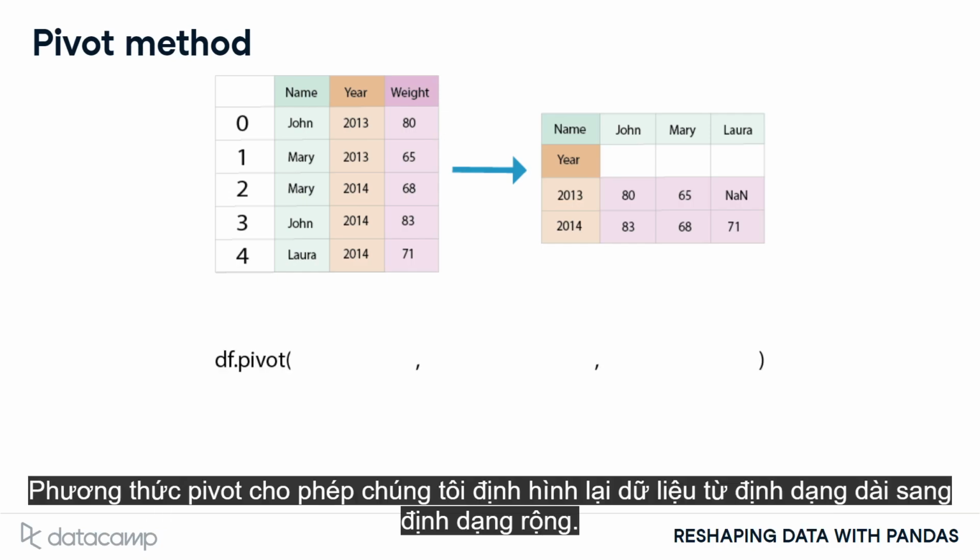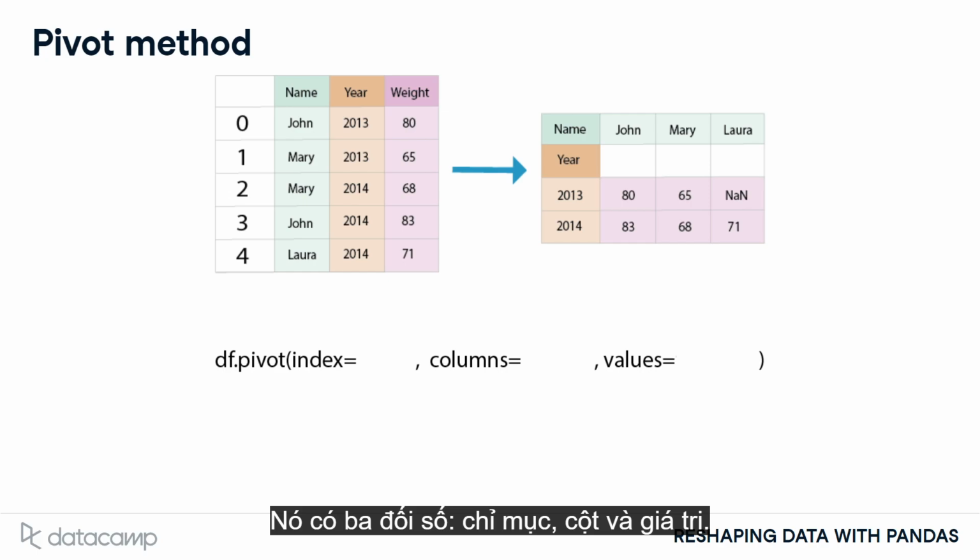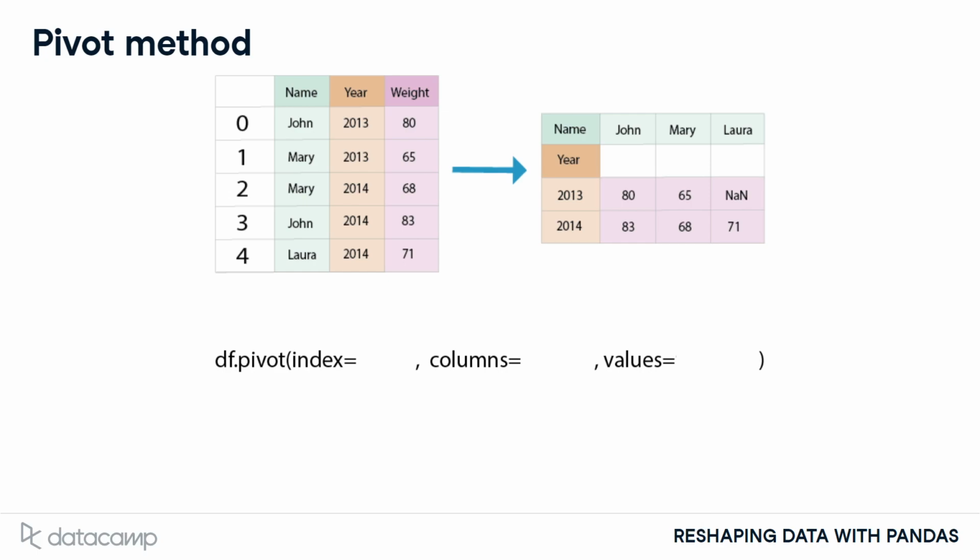The pivot method allows us to reshape the data from a long to a wide format. It takes three arguments: index, columns, and values. Let's see how they work.